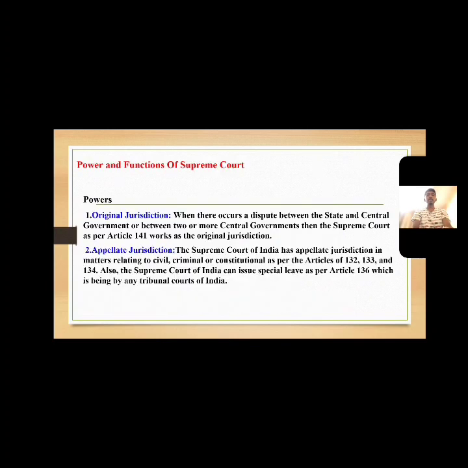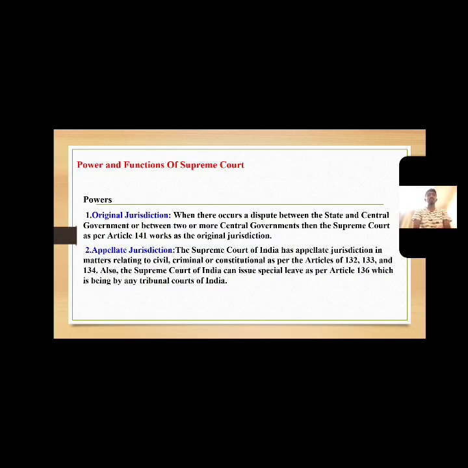Supreme Court. Let's see the powers. The first one is original jurisdiction. When a dispute occurs between the state and the central government, or between two or more state governments, then the Supreme Court, as per Article 141, works as the original jurisdiction.